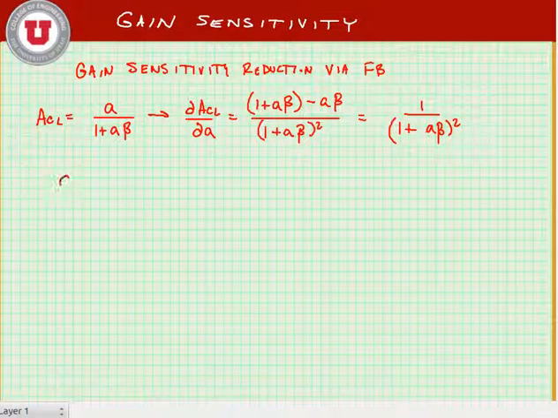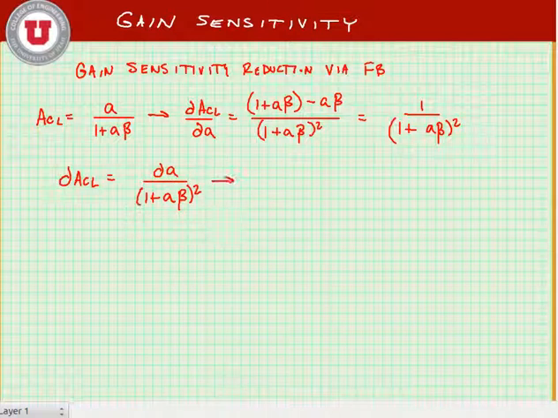So we can look at dA closed loop is equal to dA, the change in the open loop gain, divided by 1 plus A beta squared. So what we see is that changes in our open loop gain are reduced in impact by the feedback factor of the amplifier, or by the loop gain actually.